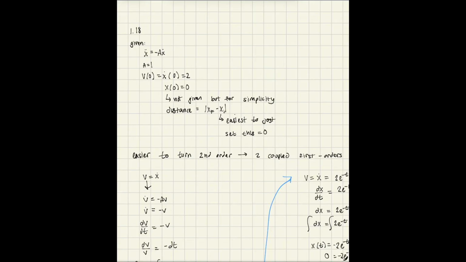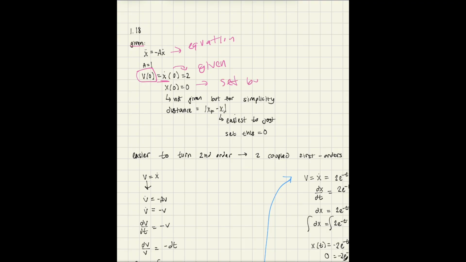So let's first start with what we were given, and that is the equation. We'll always start with the equation first. x double prime is equal to negative a x prime, where a equals 1. Okay, so now we have that x prime of 0, or we can think of this as v of 0 later, is equal to 2, right? And then we're going to make x of 0 equal to 0.